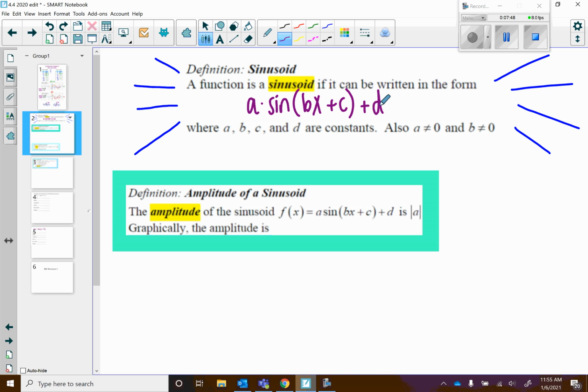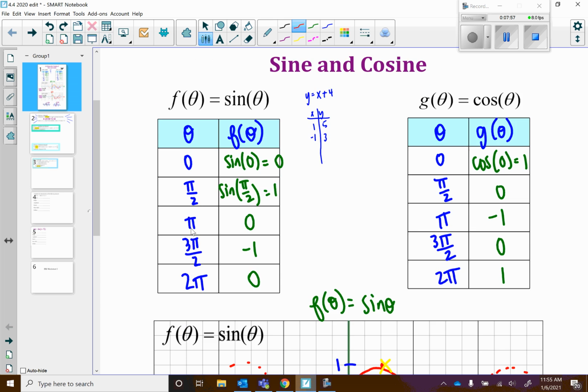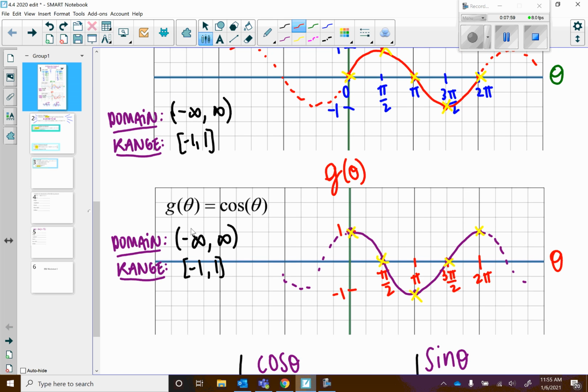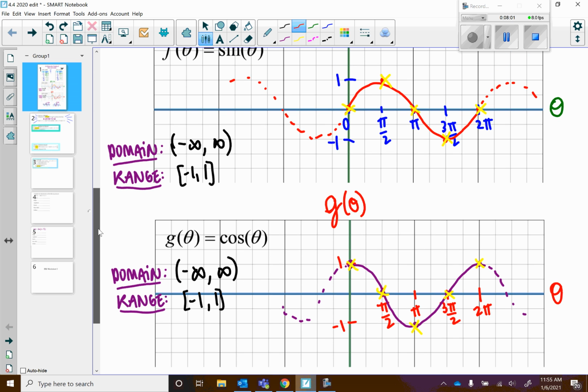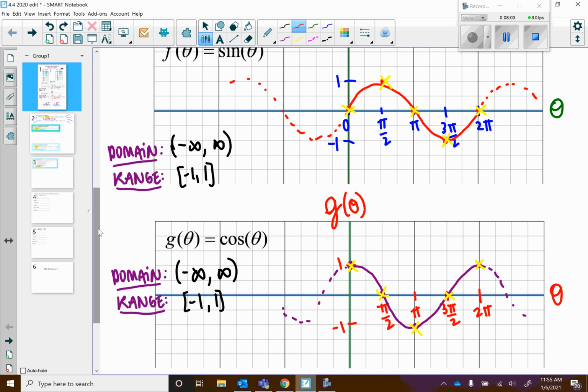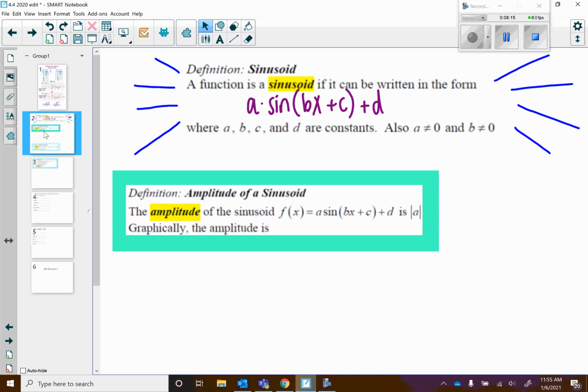And if you notice, both sine and cosine are sinusoids. They can be written in terms of sine. If we go back for a quick second, these graphs are exactly the same. They are just horizontal shifts of each other, right? If I took this red graph and I moved it over to the left a little bit, it would be cosine. Or if I took cosine and moved it over to the right a little bit, it would be sine. That's why both of these functions are considered sinusoids.